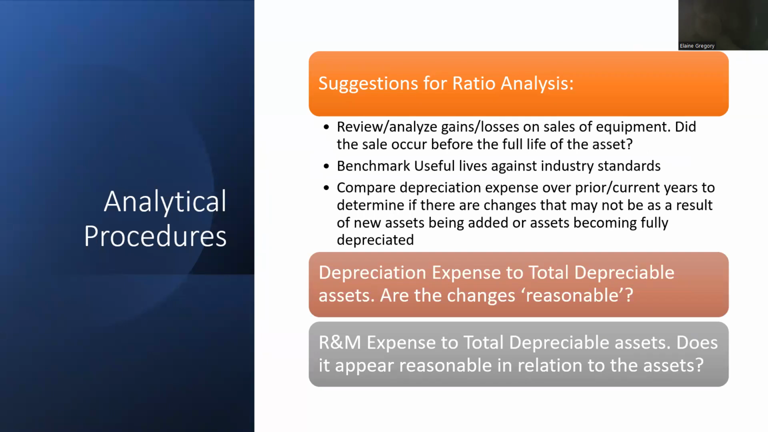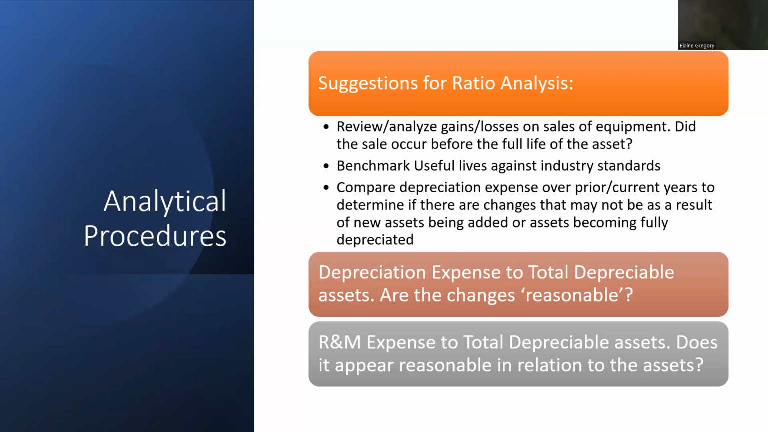You can perform ratio analysis on long-lived assets. You want to look at gains and losses of sales on the equipment. Did the sale occur before the full life of the asset was completed? If so, why? Why would they prematurely sell an asset? It could be for a good reason. Perhaps they have decided that they have stopped a certain line of business segment, and that asset is no longer needed because it was associated to that business segment.